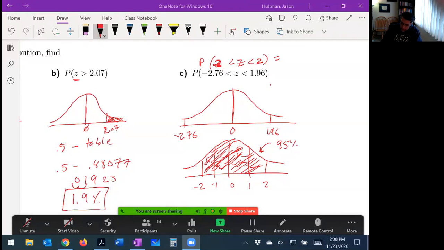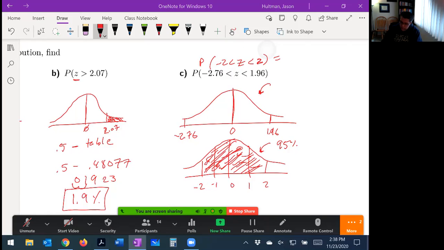Okay, so is this going to be more than 95% or less than 95%? If we know that going from -2 to 2 is 95% of the area under the graph, then going from -2.76 to 1.96, is that going to be more than 95% or less than 95%? You don't have to be right. You can make a guess here. Just make an educated guess. This is almost a 3, right? -2.76, that's almost a 3.